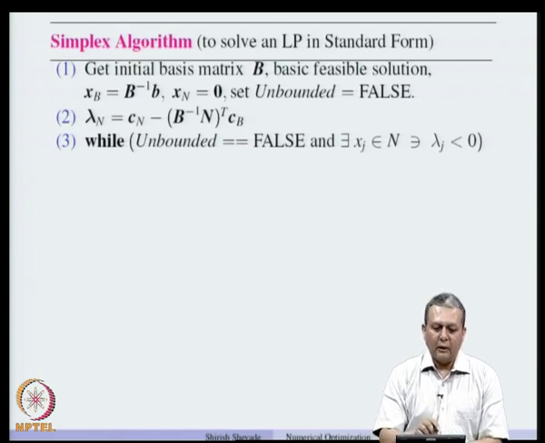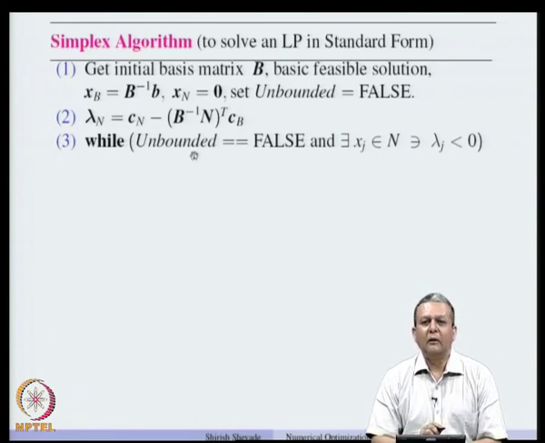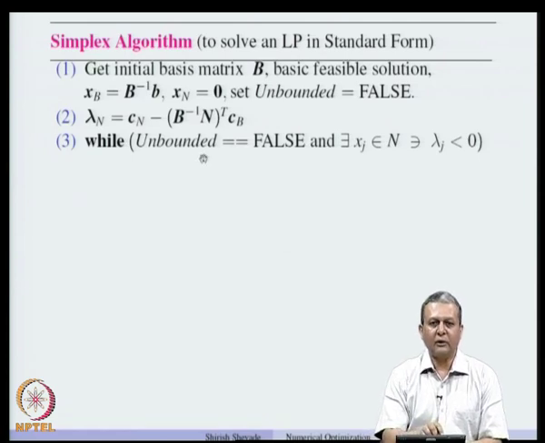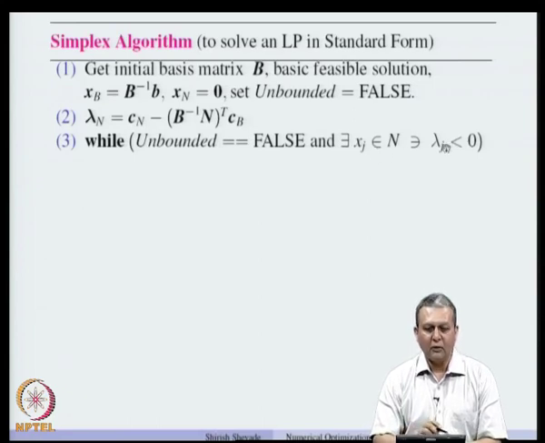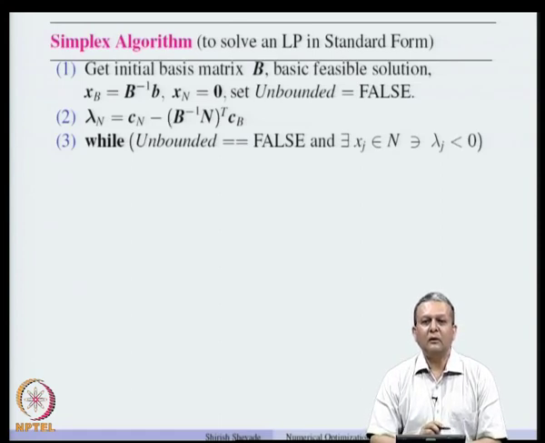So, if the solution is bounded, that means we haven't set the flag associated with the unboundedness of the solution to true. While unbounded is equal to false and there exists a non-basic variable x_j such that lambda_j is less than 0, where lambda_j is calculated here, then that means we have a chance to make progress in the objective function or find out that the solution is unbounded.